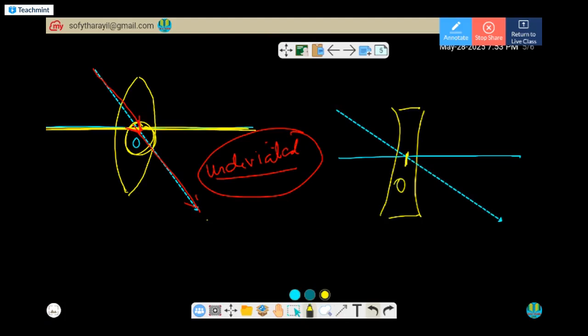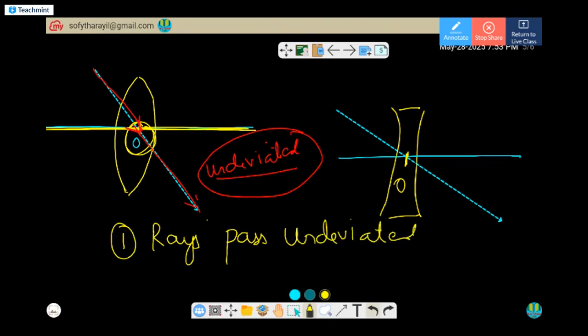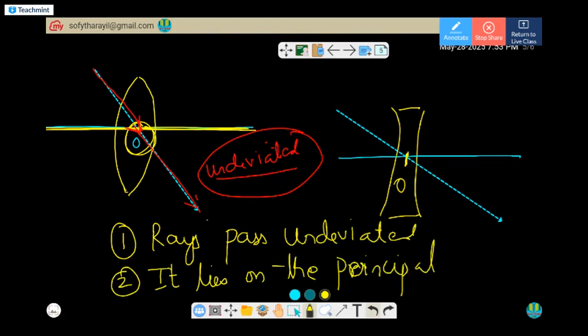So there are two things about the optical center. This will be useful when we do diagrams. The incident rays pass undeviated. You can write this point. And secondly, we know that it lies on the principal axis. Okay, so write down these two conditions.